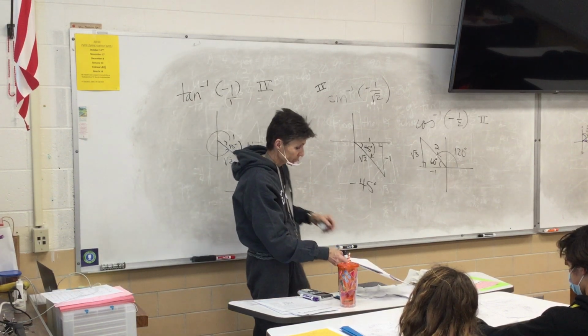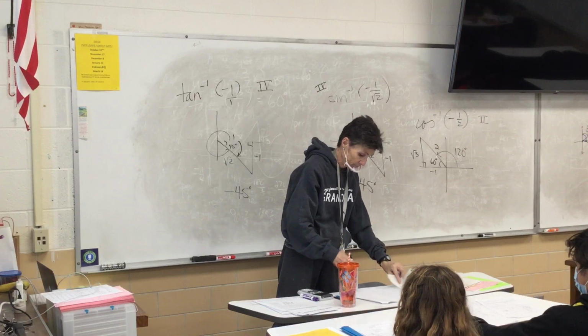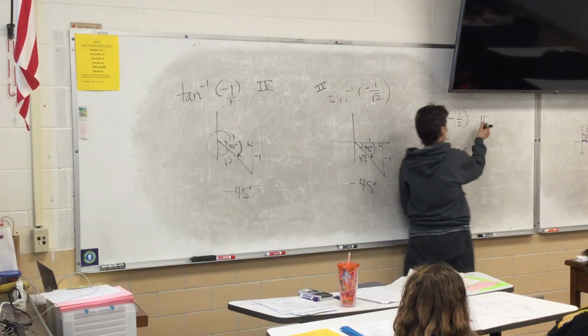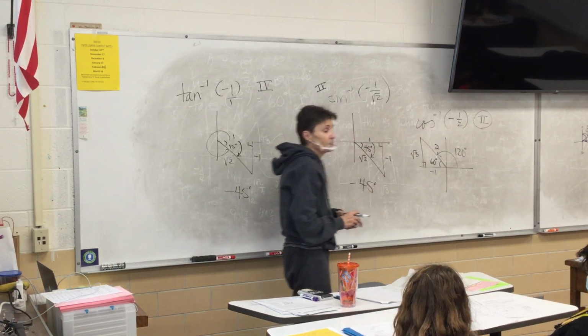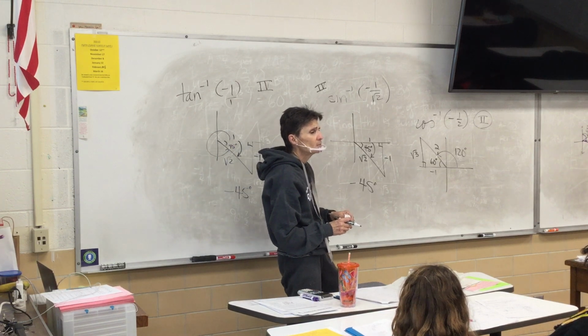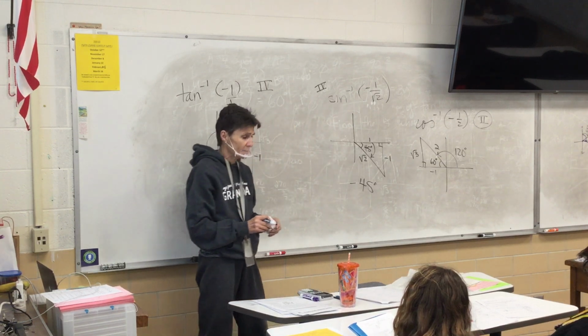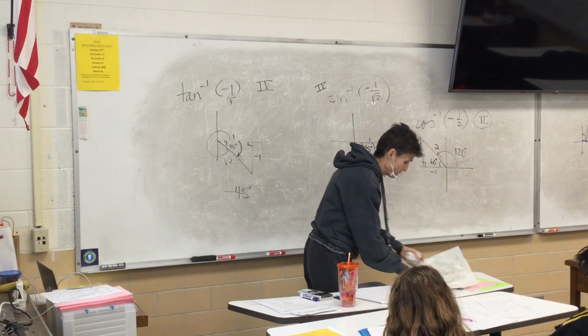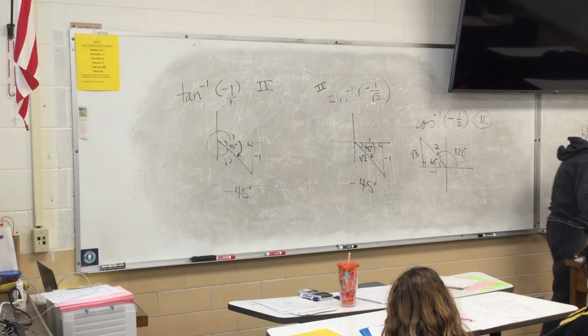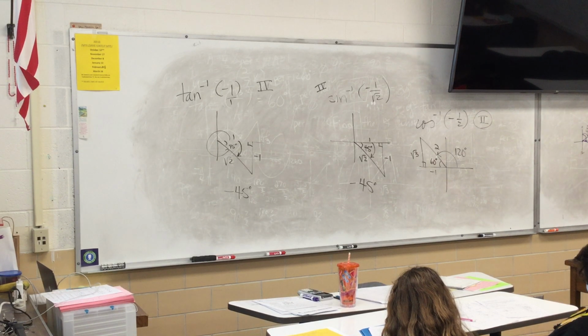Which quadrant will H be in? H is a negative cosine, so H will be in quadrant 2. Where is G? G is just quadrant 1 because it's positive. Remember, if they're positive, you draw them in quadrant 1. Only if they're negative. Wait, what did you say? H? Quadrant 2.